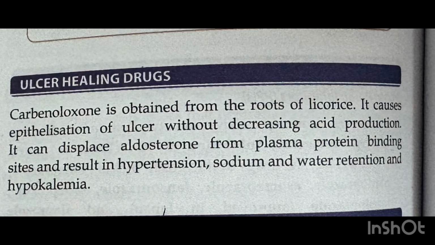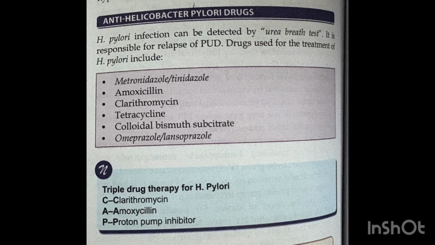Ulcer healing drugs. Carbenoxolone. Carbenoxolone is obtained from the roots of licorice. It causes epithelialization of ulcer without decreasing acid production. It can displace aldosterone from plasma protein binding sites and result in hypertension, sodium and water retention, and hypokalemia.